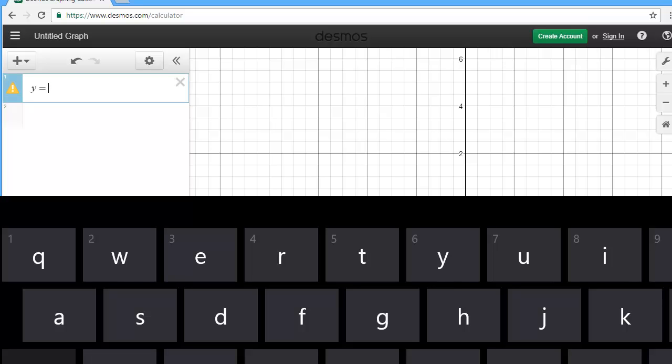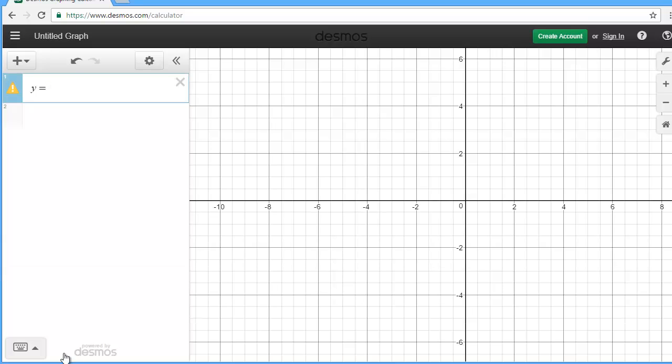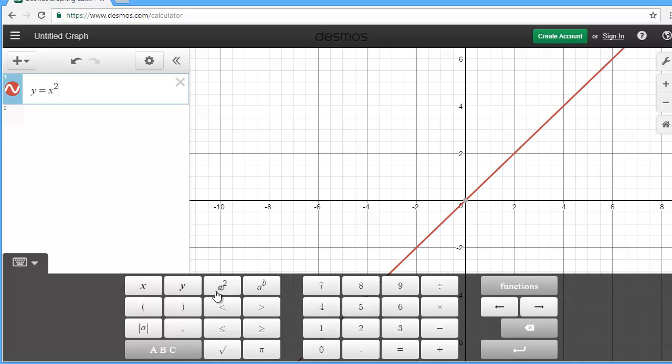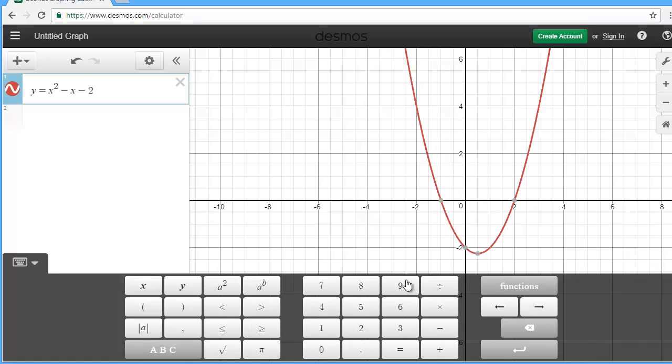So it was x squared minus x minus 2. And here it is.